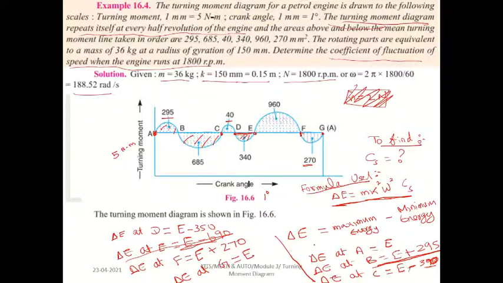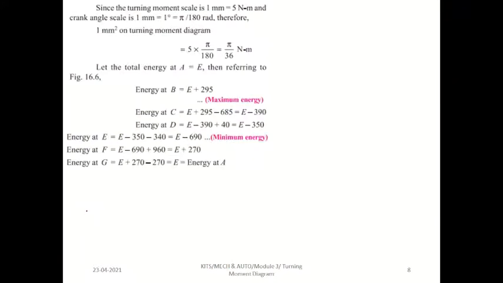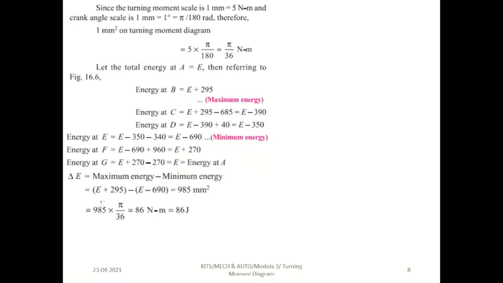Now fluctuation of energy equals maximum energy minus minimum energy. So maximum energy is E plus 295, minus E minus 690. So plus E, when the minus goes inside, minus into plus E becomes minus E. Then minus into minus is plus 690. So 295 plus 690, the answer will be 985.